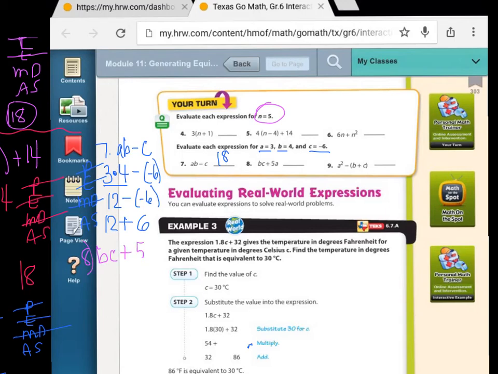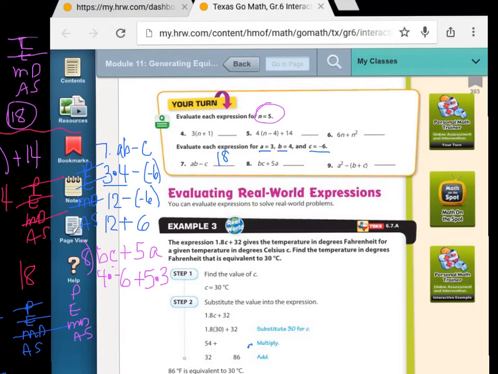Okay, number 8 says B times C plus 5 times A. Okay, B is 4, C is -6, 4 times -6, plus, and then 5 times A, 5 times 3. Okay, 4 times -6 plus 5 times 3. So please excuse my dear Aunt Sally.